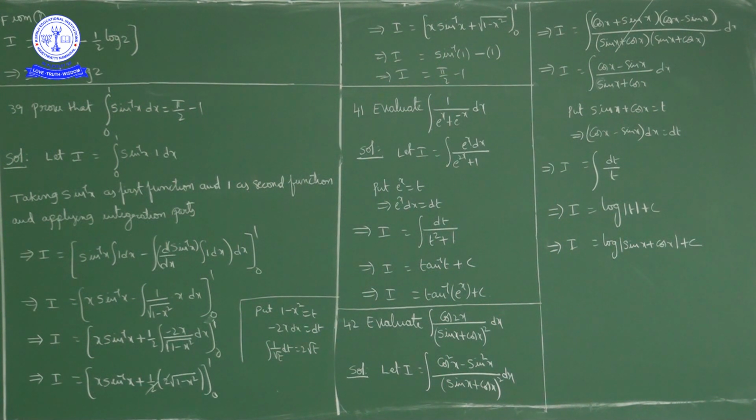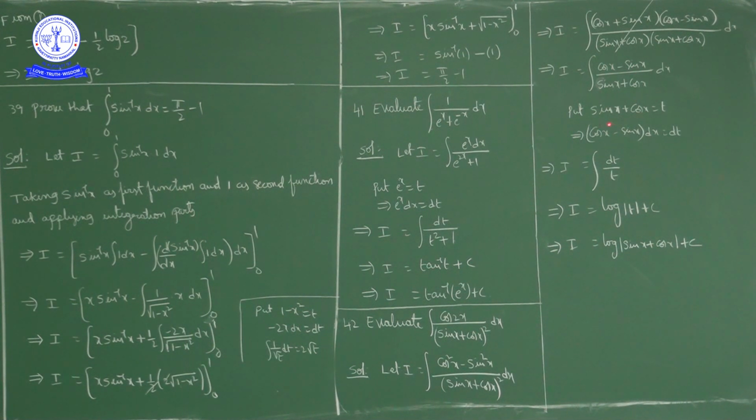Now here the question is to evaluate integral cos 2x upon sin x plus cos x whole square dx. cos 2x I will write as cos square x minus sin square x. Okay. Now further cos square minus sin square you can write as cos plus sin into cos minus sin. The denominator sin plus cos whole square you can write as sin plus cos into sin plus cos. So in the numerator and denominator, sin plus cos cancels. So the numerator is cos x minus sin x dx, and the denominator is sin x plus cos x.